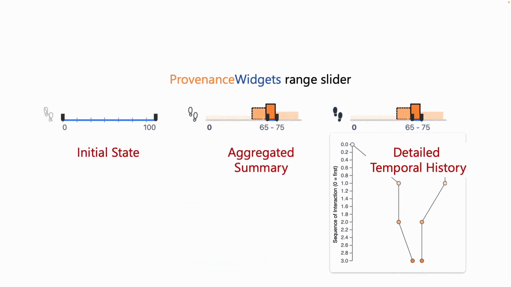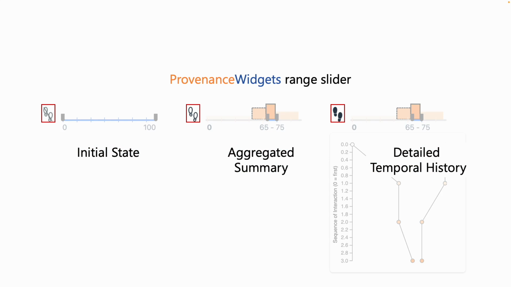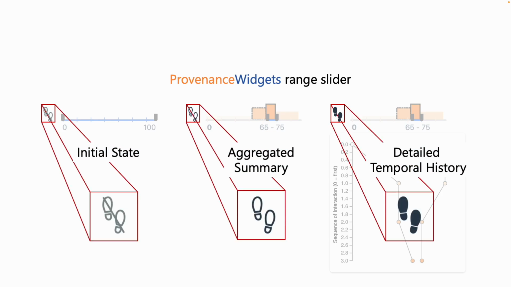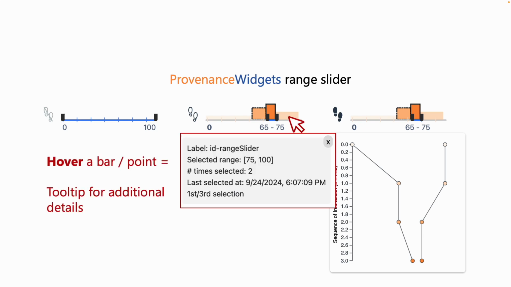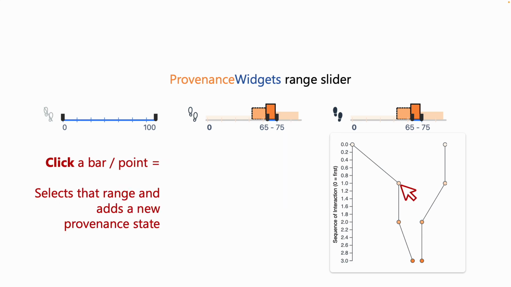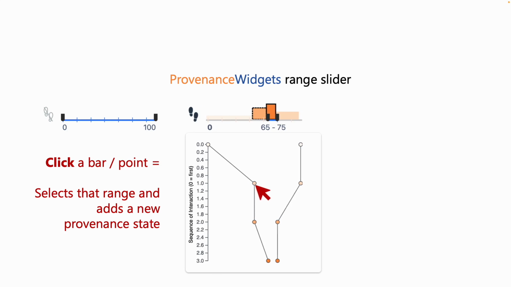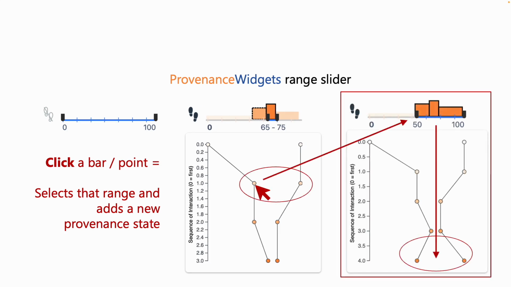So we have these three views that can be identified with and toggled between by clicking these footprint icons we designed. By the way, these overlays are interactive, as in if I hover on them, a tooltip shows additional details, and if I click on a bar or a point, I can go to that state again. ProvenanceWidgets treats this as a new state and appends it to the provenance logs. As you can see, the newly added range at the bottom.